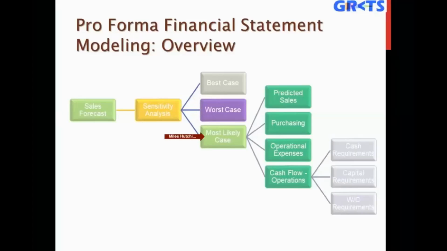We're going to use that type of intel on our predicted sales, our predicted purchasing, our predicted operational expenses, and these things will then flow to our cash flow from operations, tie into cash requirements, then we add on our capital requirements and working capital requirements, and we can then push out those financial statements.